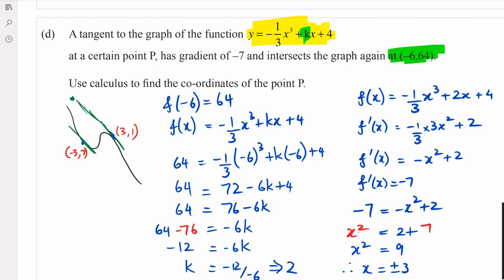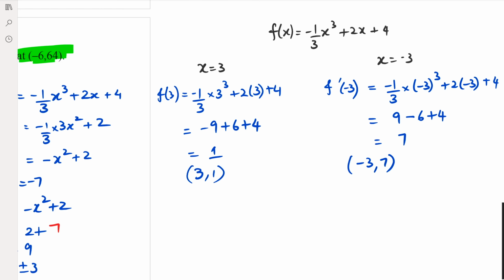Okay, so you can have a look at this graph and straight away see that, if you look at the black line, it's going to go somewhere there. So I'm guessing by the looks of it, negative 6, 64 is going to be somewhere here, which means the tangent at 3, 1 is probably going to work out. But we've got to actually prove it.